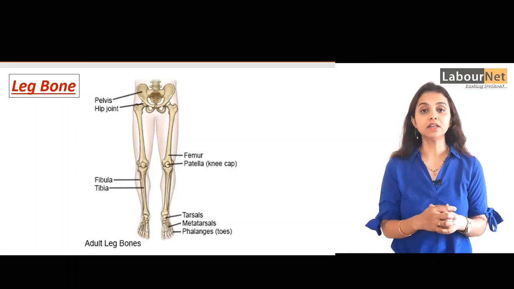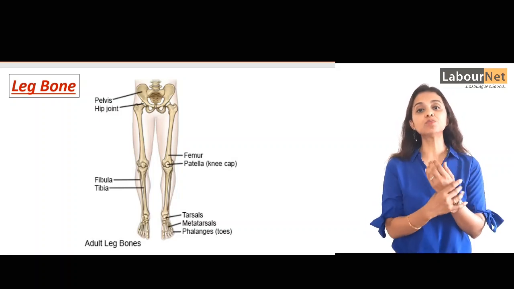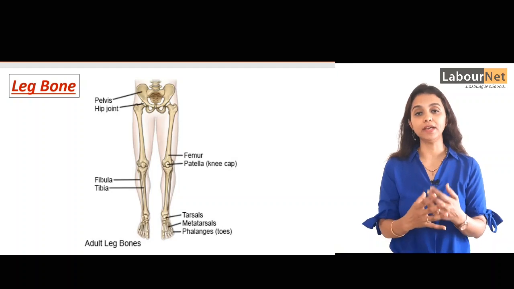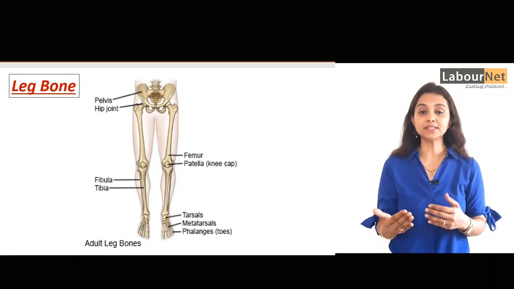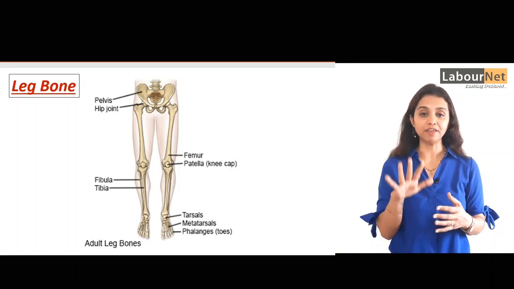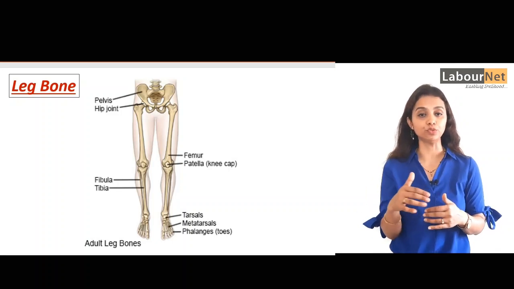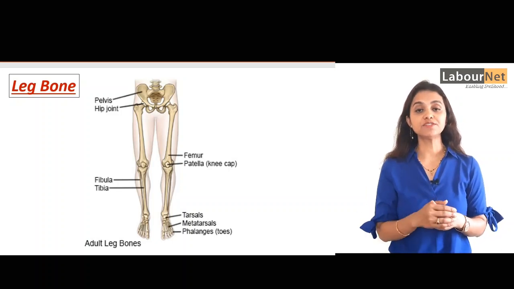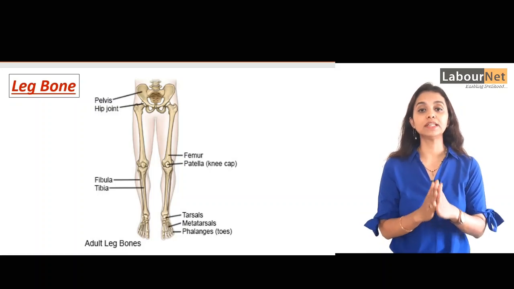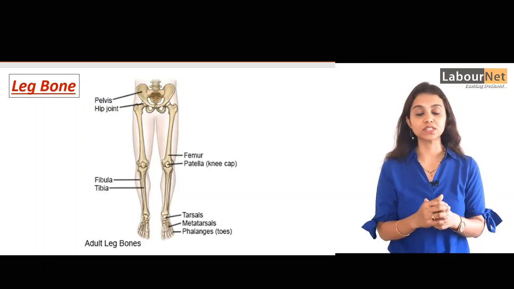Then is tarsal. Tarsal are made up of 7 small bones that make up your ankle. Then is metatarsal. Metatarsal are 5 in number. They are 5 bones that make up the middle area of the foot. Then is phalanges. Phalanges are 14 bones that comprise the toes.